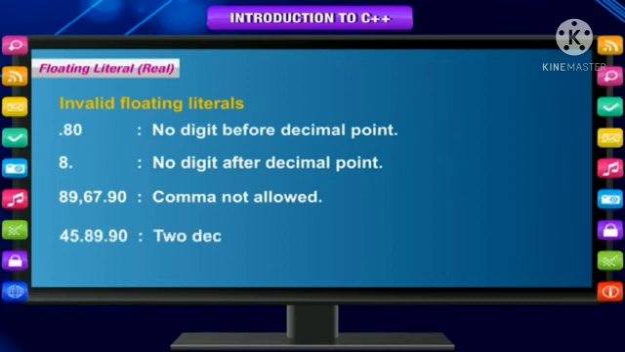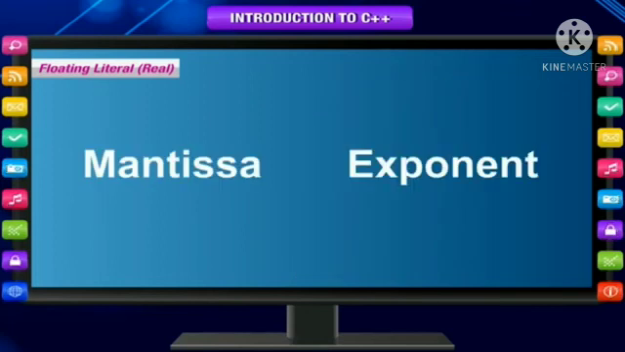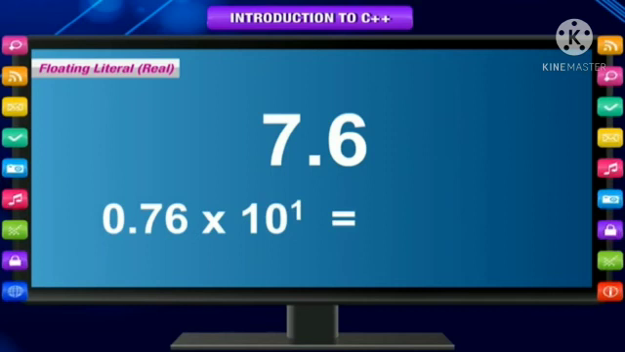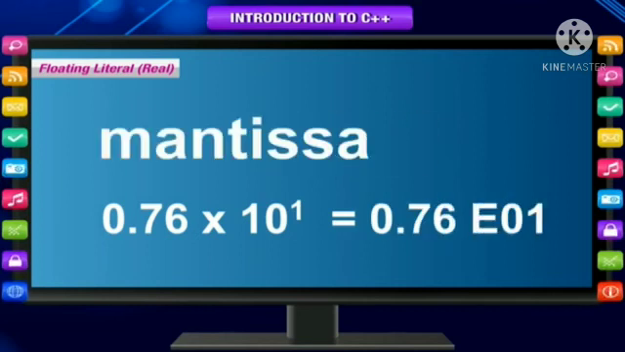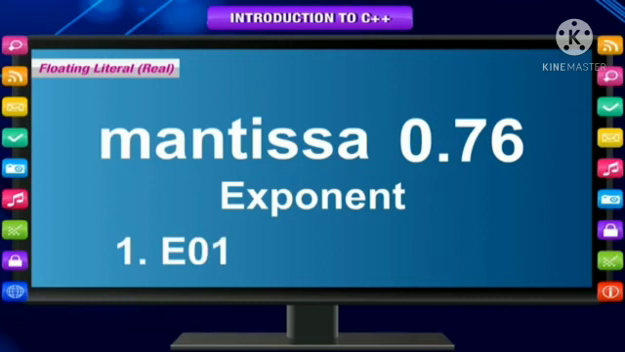45.89.90, two decimal points. A floating literal in exponent form consists of two parts, mantissa and exponent. For example, 7.6 can be written as 0.76 times 10 to the power 1, which is 0.76E01, where the mantissa is 0.76 and the exponent part is 1. E01 represents 10 to the power 1.